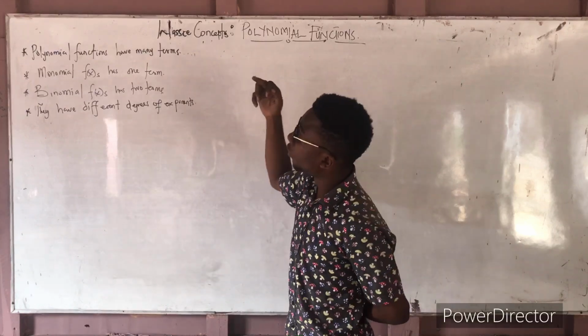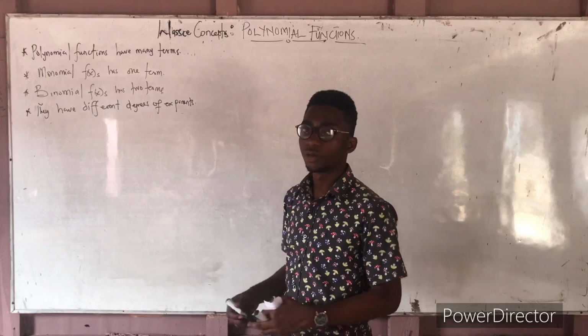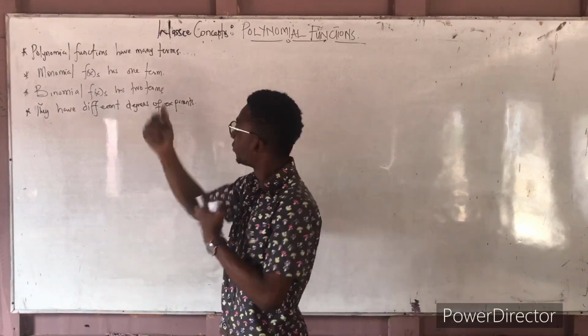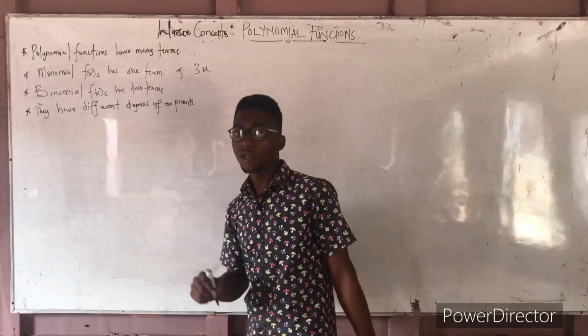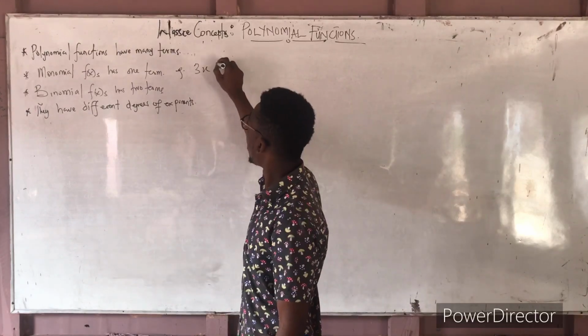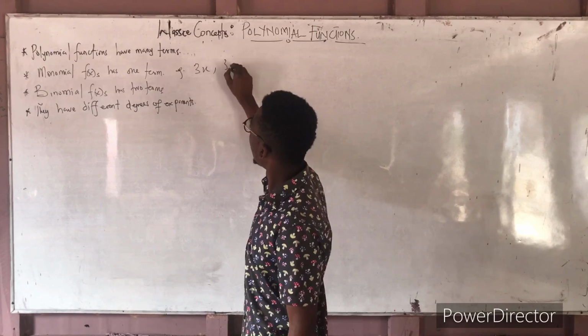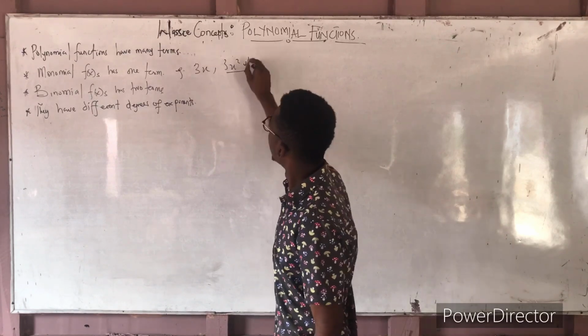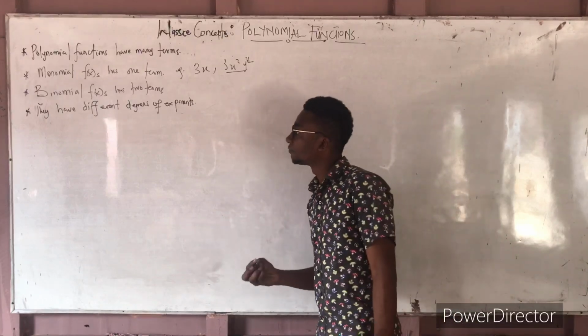We have a monomial function. A monomial function is a subset of a polynomial function which has only one term. So we can have, for example, 3x is a monomial function. You can also have 3x squared y squared. It's a monomial function because it has only one term.